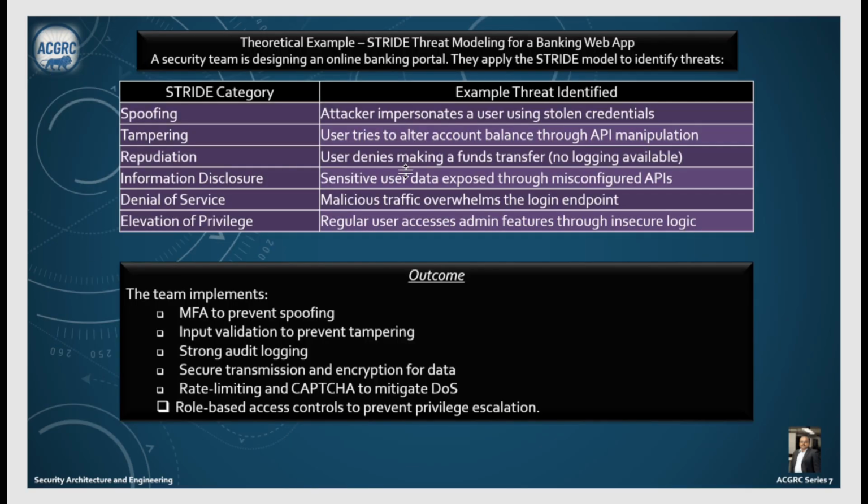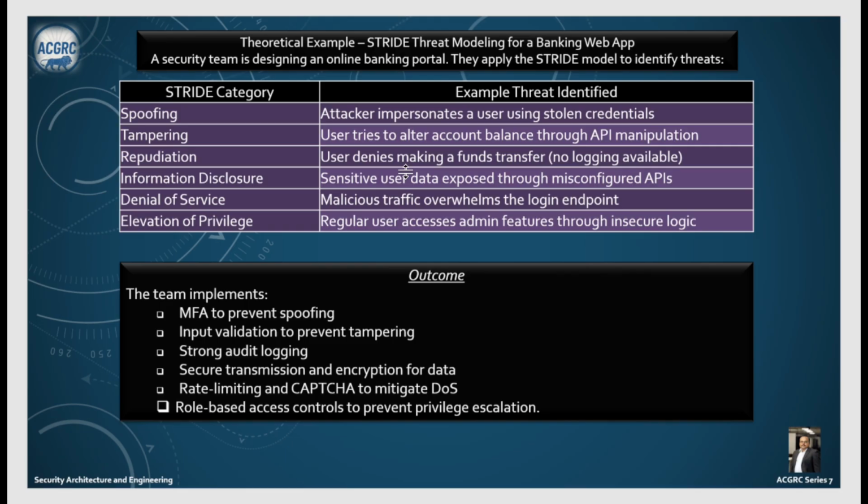A theoretical example: a security team is designing an online banking portal. They apply the STRIDE model to identify the threats. Under spoofing, attackers impersonate a user using stolen credentials. So they can use this to identify the threat. Under tampering, they look at how a user might try to alter an account balance through API manipulation. Under repudiation, they look at whether a user can deny making a fund transfer, since there is no login available.